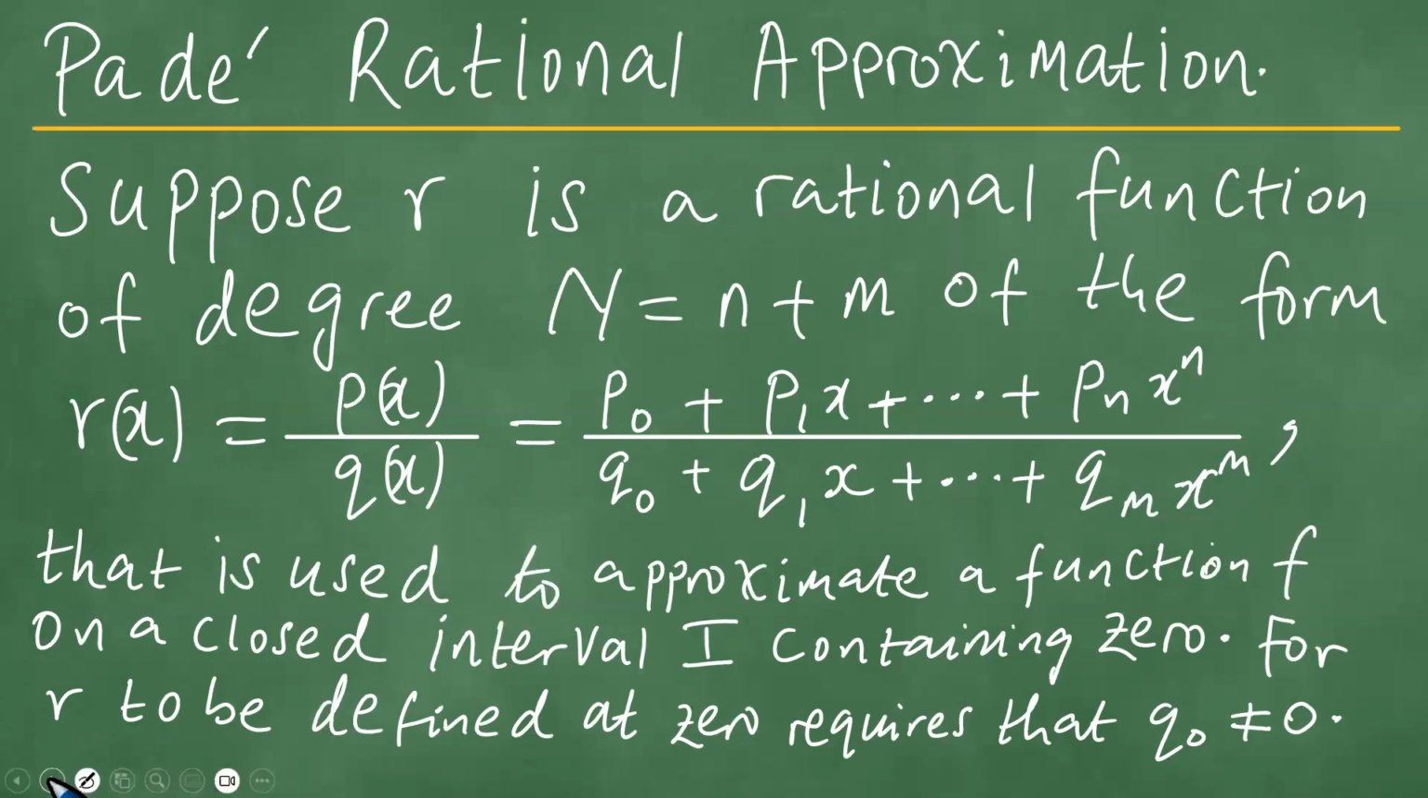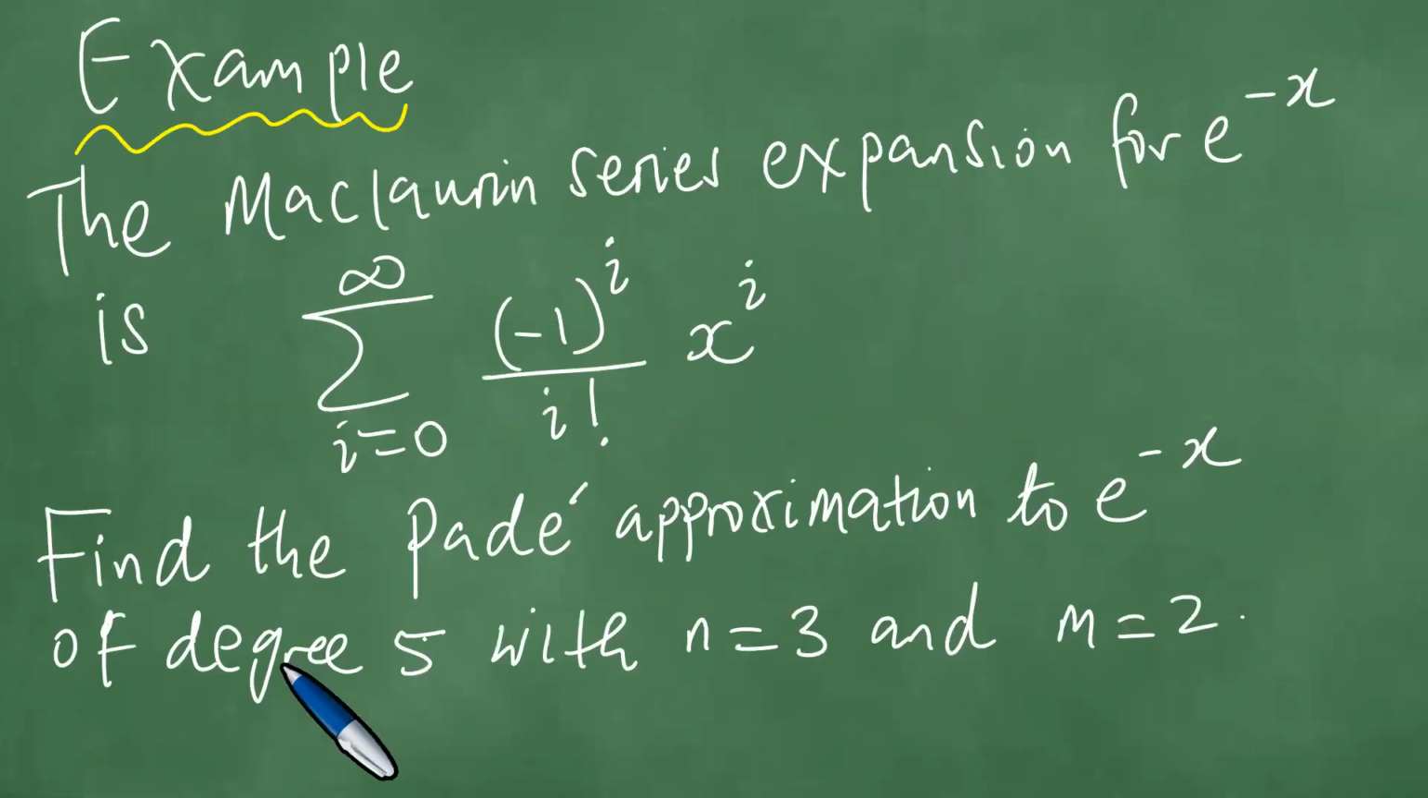So, obviously, the numerator is therefore of degree 3 and the denominator of degree 2, and therefore we sum the two to find the degree of the rational function r. And now we need to find the Pade approximation to e to the minus x of degree 5, given this particular Maclaurin series expansion for e to the power minus x. The question is, how do we solve this problem?